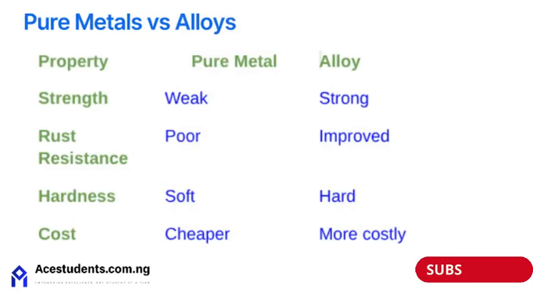This table shows how pure metals and alloys compare. As you can see, alloys are generally stronger and more resistant to rust.